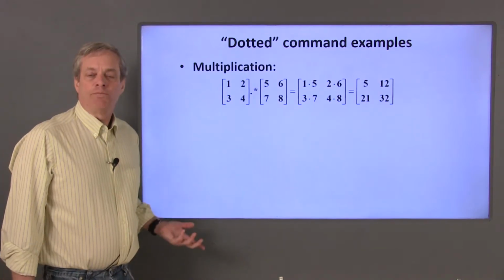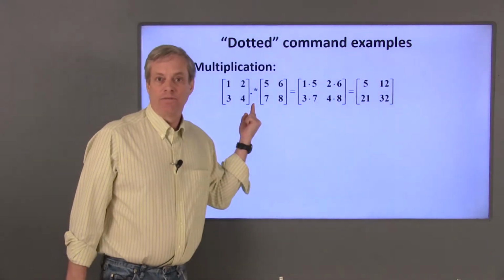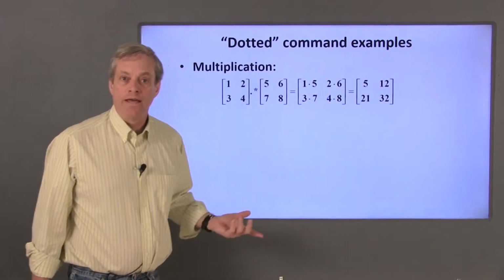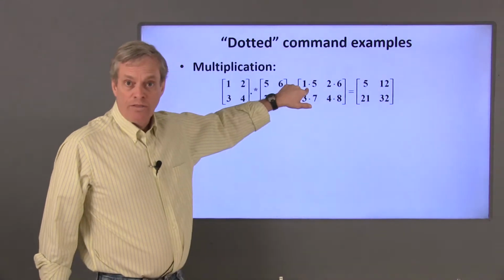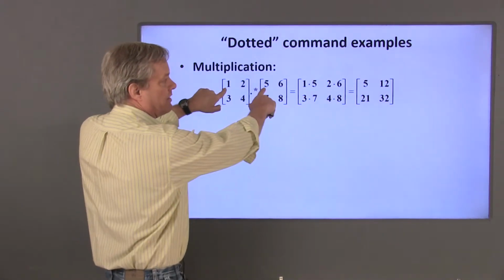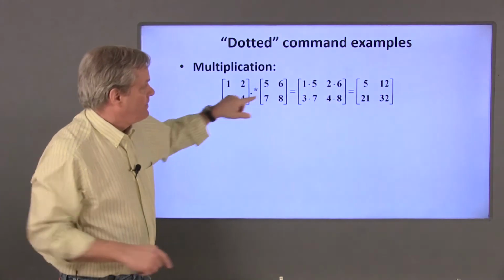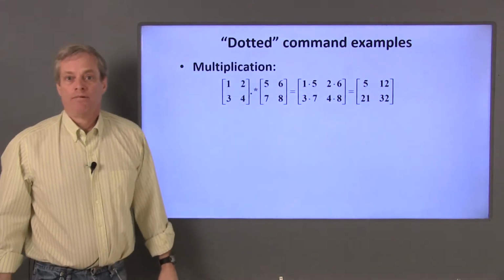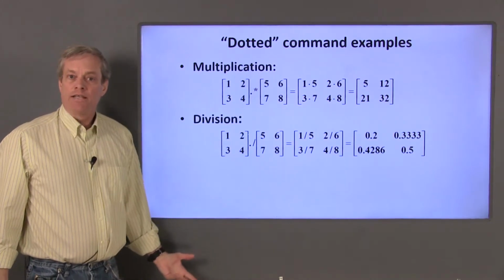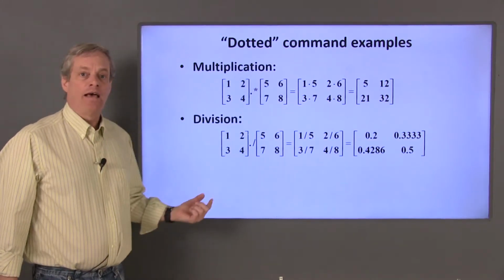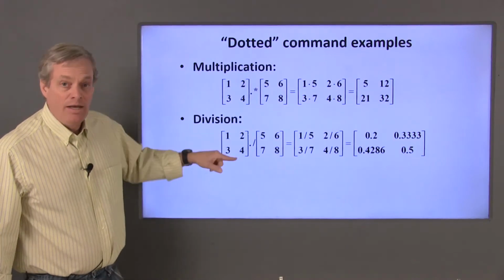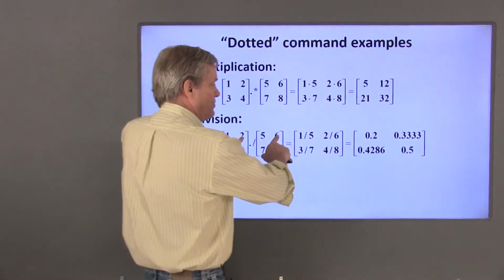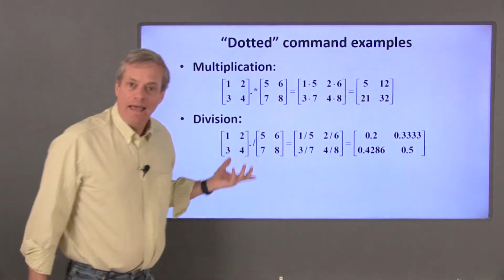First, let's look at multiplying two arrays using dot times. The result is simply the multiplication of the corresponding elements of the two arrays. So the element in the first row and the first column is the product of 1 and 5, which is 5. This element is the product of 2 and 6, which is 12, and so on. Dividing two arrays using dot slash is pretty much the same idea. The element in the first row and first column is 1 divided by 5, or 0.2. This element is 2 divided by 6, or 1/3, and so on.